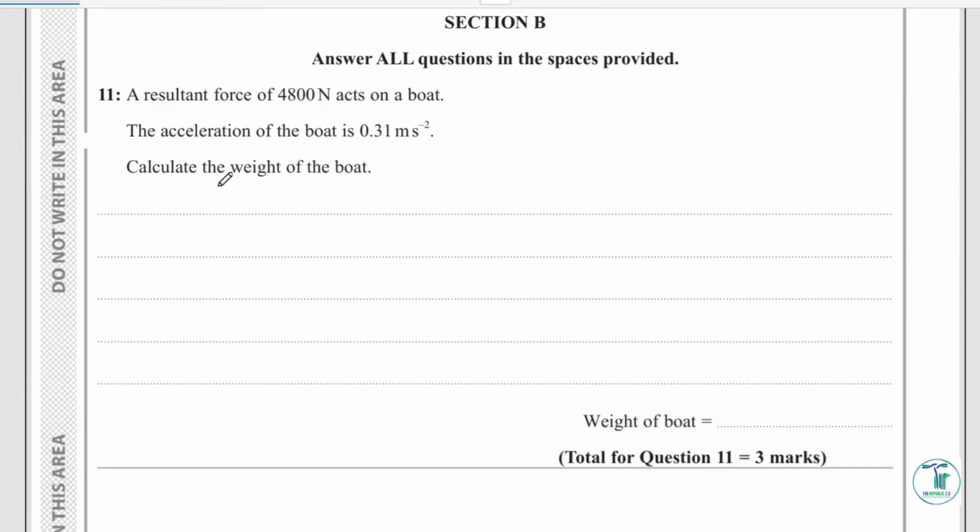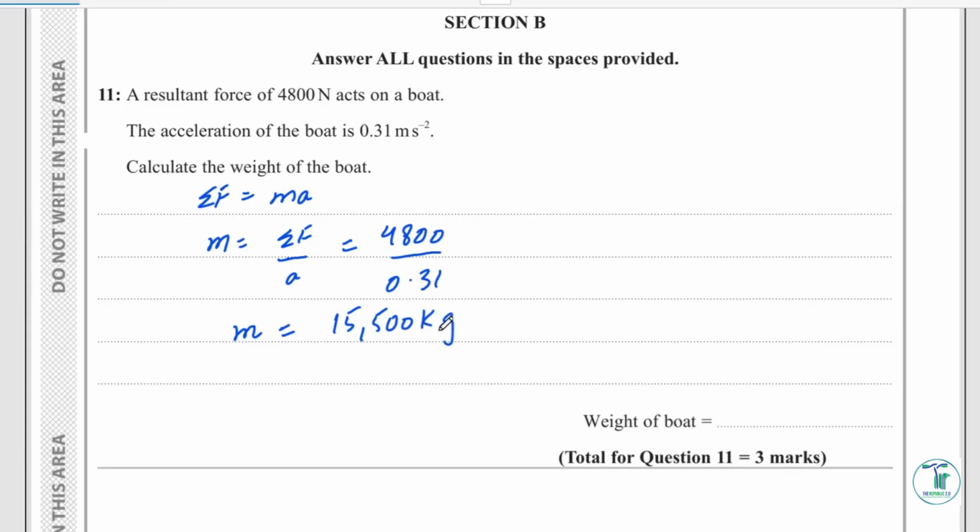So, according to the second law of Newton, the resultant force acting on an object is equal to mass times acceleration. For the weight, we need to calculate the mass. So the mass from this equation would be equal to the resultant force divided by the acceleration. The resultant force acting on this object is 4,800 divided by the acceleration, 0.31. So when you divide them, you would have something like 15,500 kilograms. That is going to be the mass.